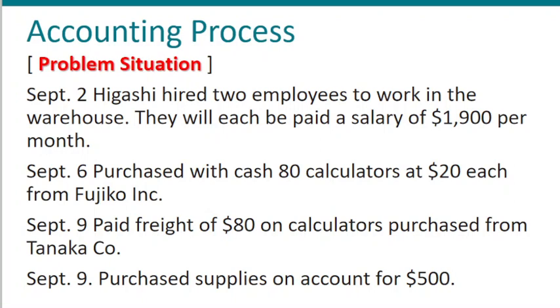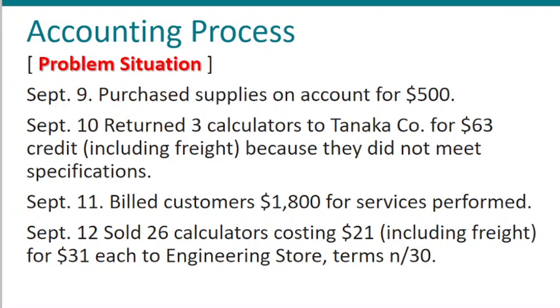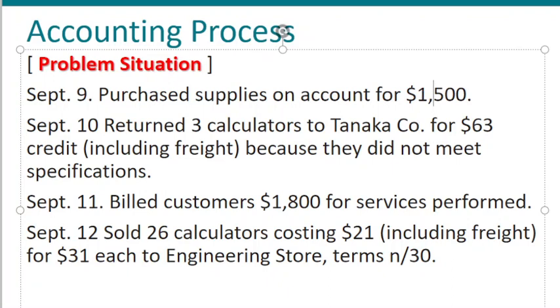September 9, same date, purchase supplies on account for $500. September 9 again, purchase supplies on account for $1,500. September 10, returned 3 calculators to Tanaka for $63 credit including freight because they did not meet the required specifications.